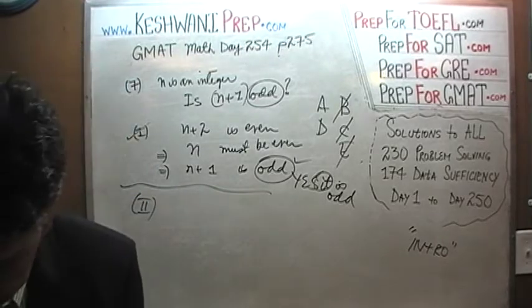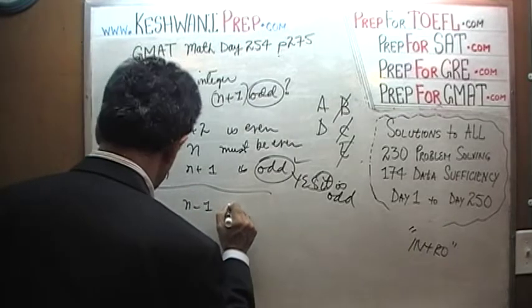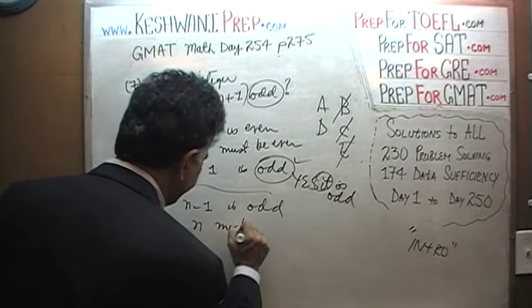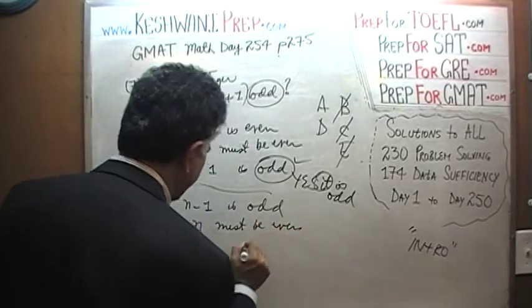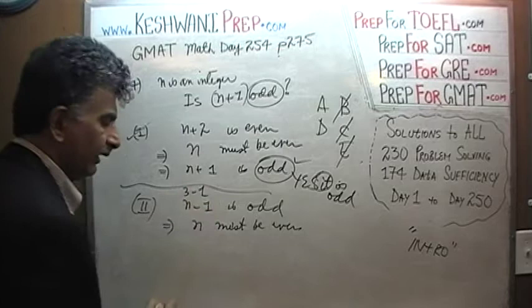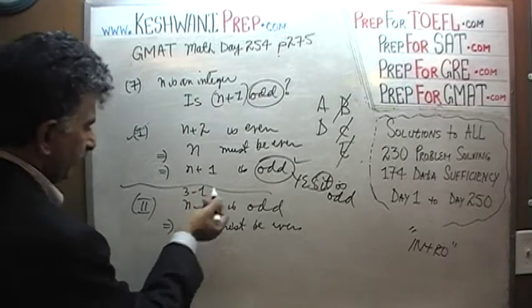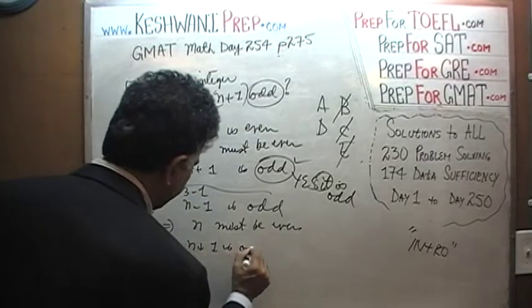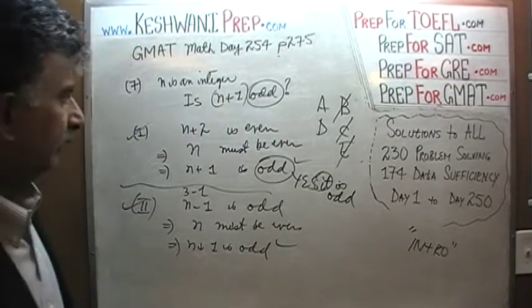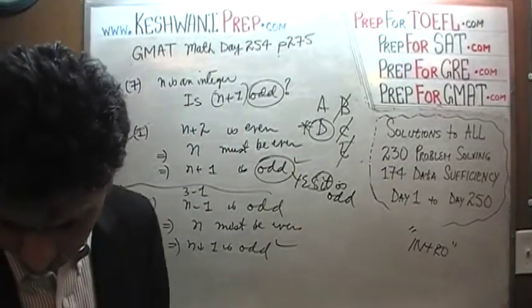In the second statement, they tell us that n minus 1 is odd. Well, if n minus 1 is odd, that implies that n must be even. If 3 minus 1 is odd, then n must be 4. And if n is even, it will be the same thing: n plus 1 is odd. The second statement is also sufficient by itself. The answer is D. This was a quite straightforward, simple question.